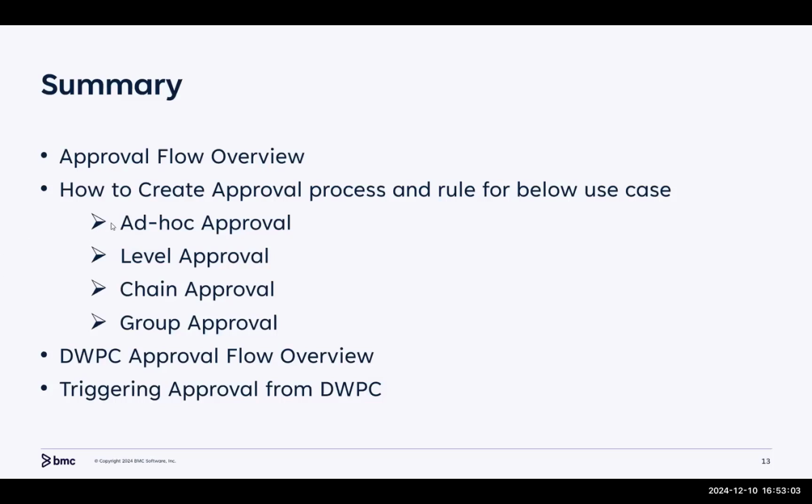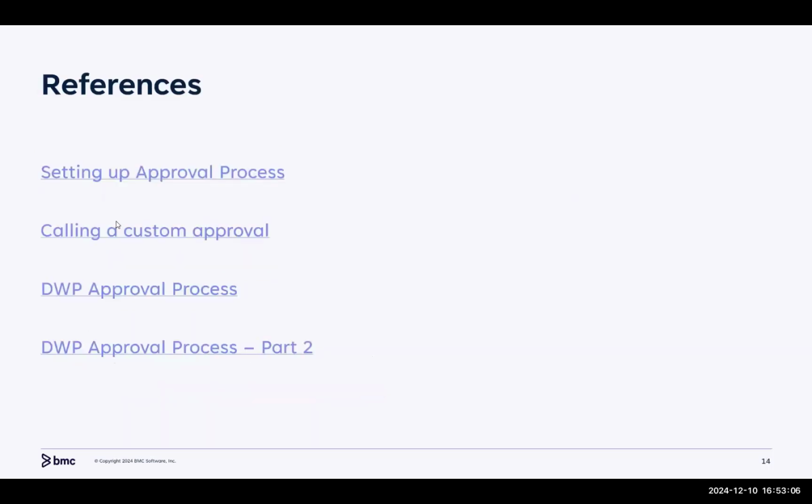Okay. The last one is the references we have here, multiple articles. You can go through how to set the approval process, how to call a custom approval process, how to configure the process in the DWP catalog, either from level or from ad hoc or from group, and so on.